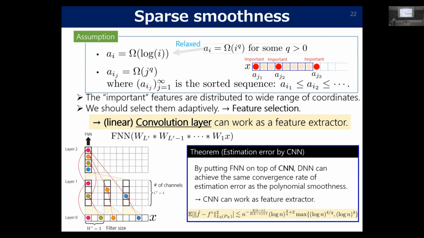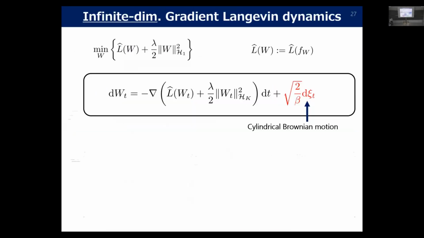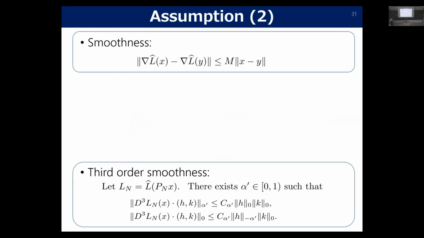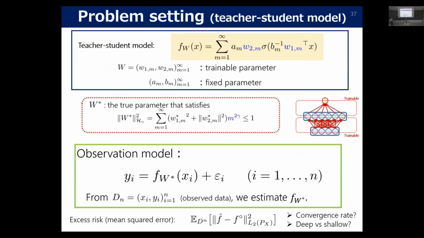The network is a fully connected neural network, but the convolution is applied linearly. There's no non-linearity. Okay, so that's it. There's some material on how to optimize the neural network, but I skip this one.